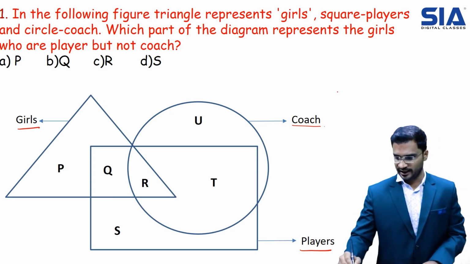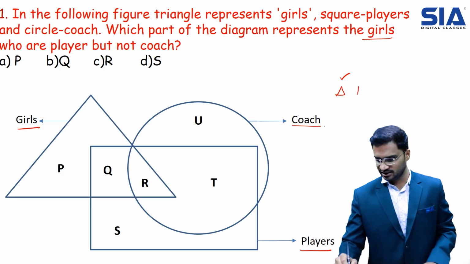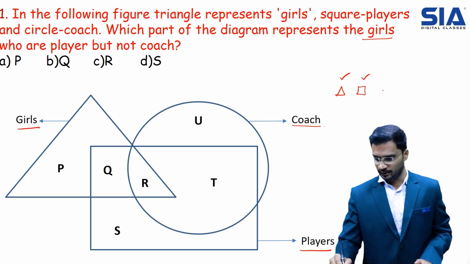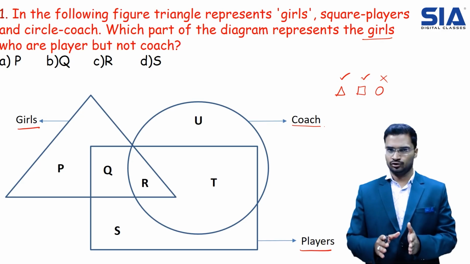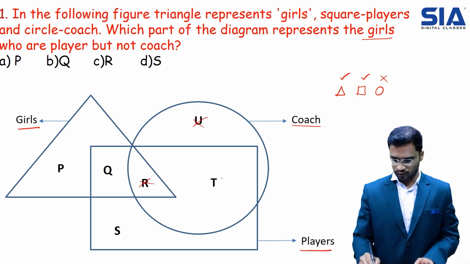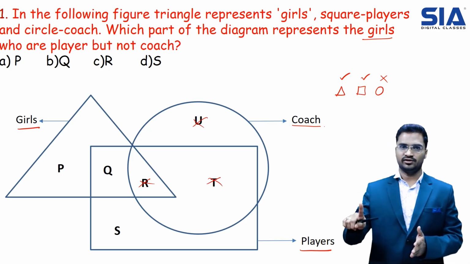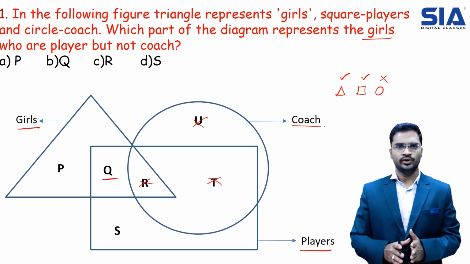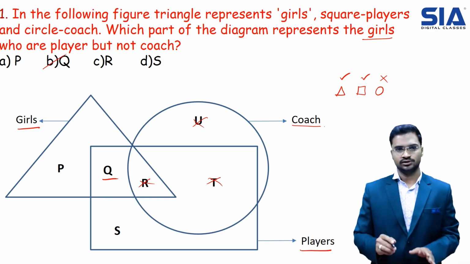So we want our answer which is in the triangle. First of all, girls is triangle, then players is rectangle. So we want the value which is both in triangle and rectangle, but it is not in the square. So whatever values are in the square, they are not to be considered. So these values are ruled out. Now we have to find what is that value which is both in the triangle and also in the rectangle. So we can say that the letter q is both in the triangle and also in the rectangle. So our answer is q.